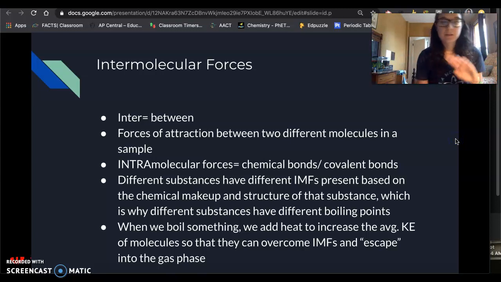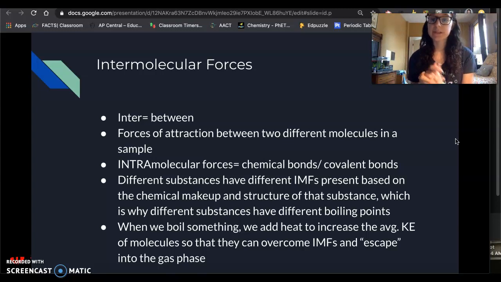So intermolecular forces, inter means between. So we're talking about forces between molecules. Intramolecular forces are basically like chemical bonds, specifically covalent bonds of molecules.